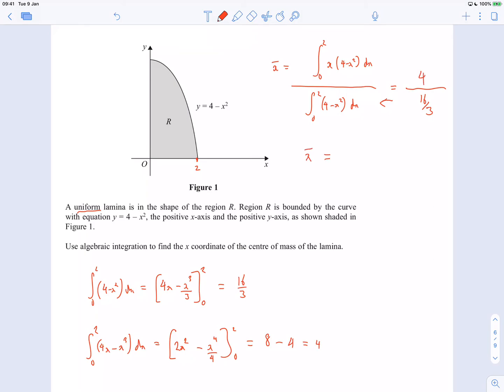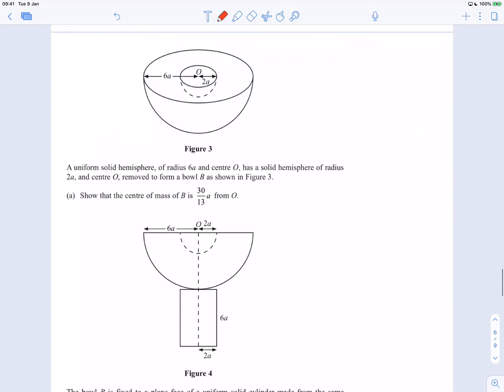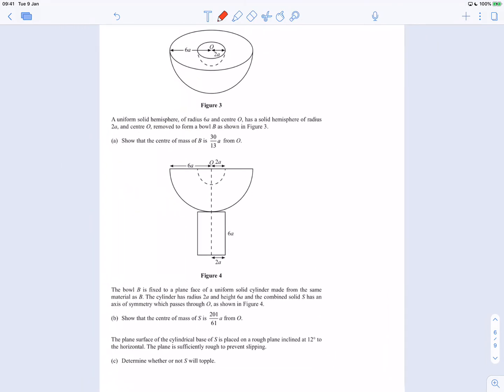So x bar is just going to be 4 divided by 16 over 3, which cancels down nicely to 3/4. So use algebraic integration to find the x-coordinate of the centre of mass, it's just 3/4. So hopefully that wasn't too bad. I don't think I've made any mistakes. Nope, coolsies. Right, okay, a more difficult question.